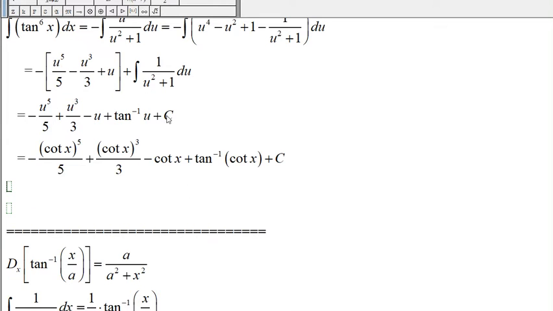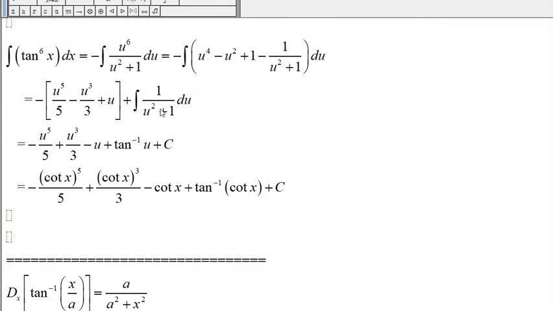And so back to the integral here. This integral is equal to tangent inverse of u. But u was cotangent of x. And so for u, we get cotangent of x, and the last term here is tangent inverse of cotangent of x. And this is the answer.